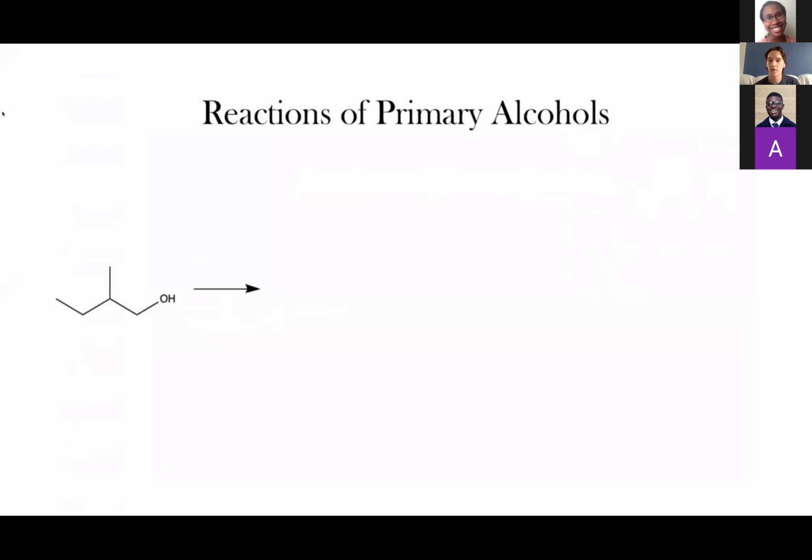So now we're going to get into the reactions of alcohols and the oxidations of alcohols. All right, so we're going to start by focusing on primary alcohols.